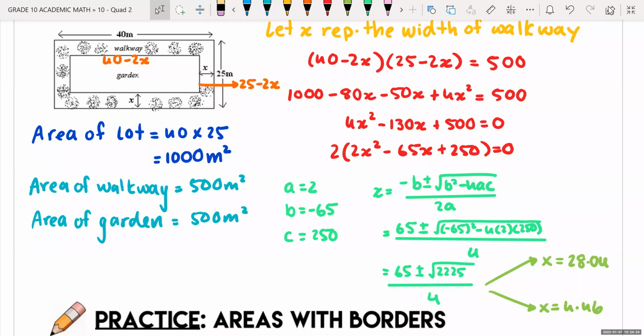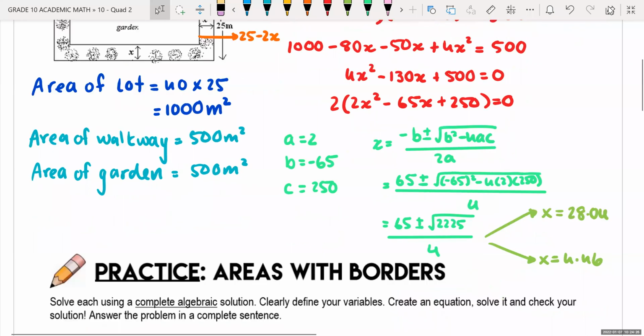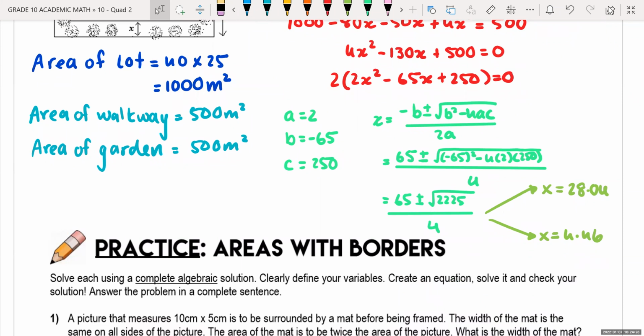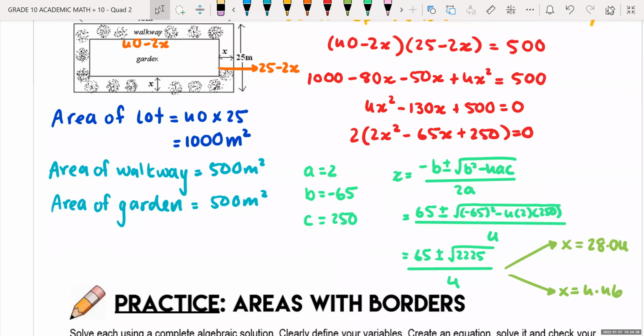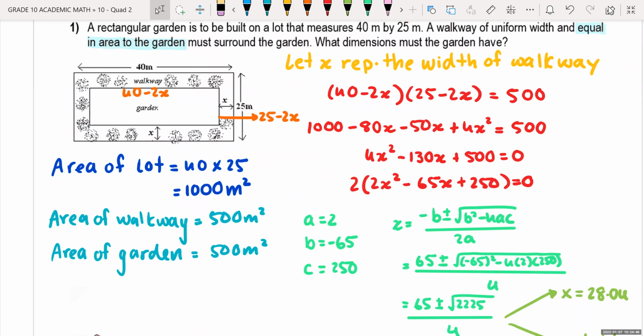Okay, now you guys, for this question, we have 2 positive answers, and that leads to a little bit of a problem, because usually if you have a negative answer for a length or a width, you can discard it. However, you have to think about this super logically. X represents the width of this little walkway. If we put X as 28, is it possible for our walkway to be 28 meters on this side and 28 meters on this side if the entire length is 40? That is not going to be possible.